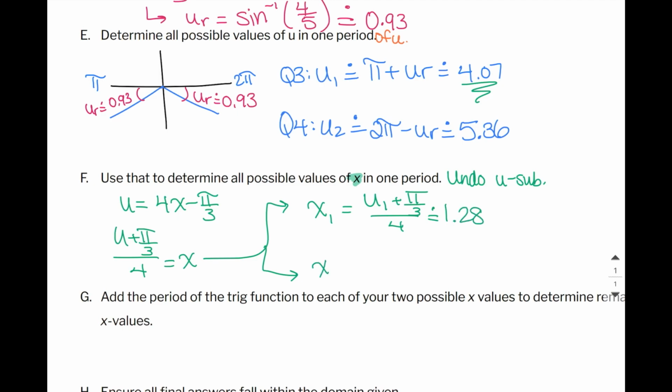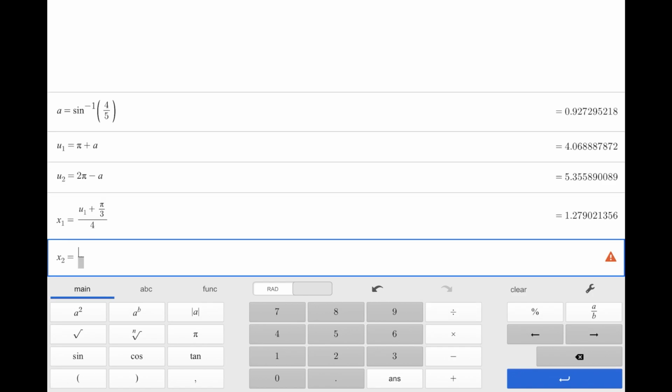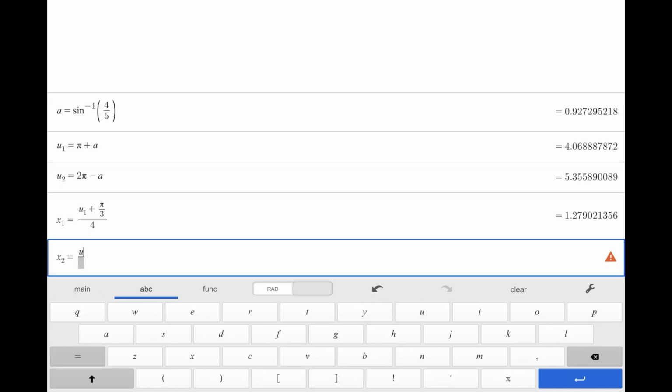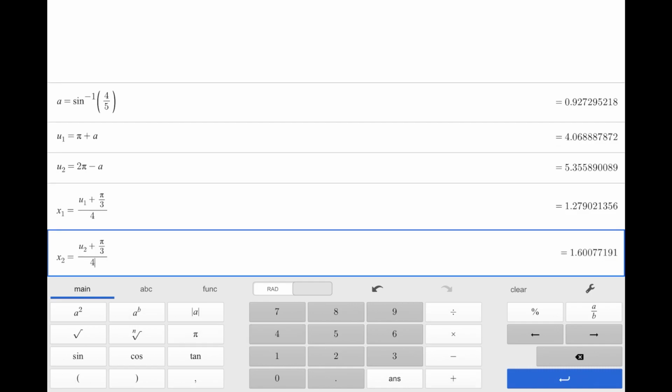And then I can do the same thing for x2. It's u2 plus pi over 3 all over 4. So I'll use that value to figure out what x2 is going to be. I'm going to type in right here u2 plus pi over 3 all over 4. And so this answer right here is about 1.60.